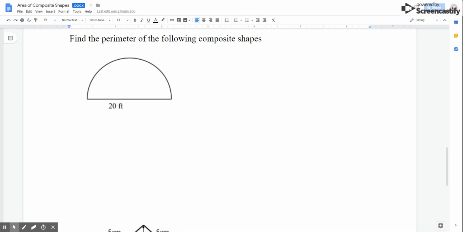So what we're going to do, this curve is half of a circle, and the perimeter of a circle, we call it the circumference. So we're finding the circumference of a semicircle.